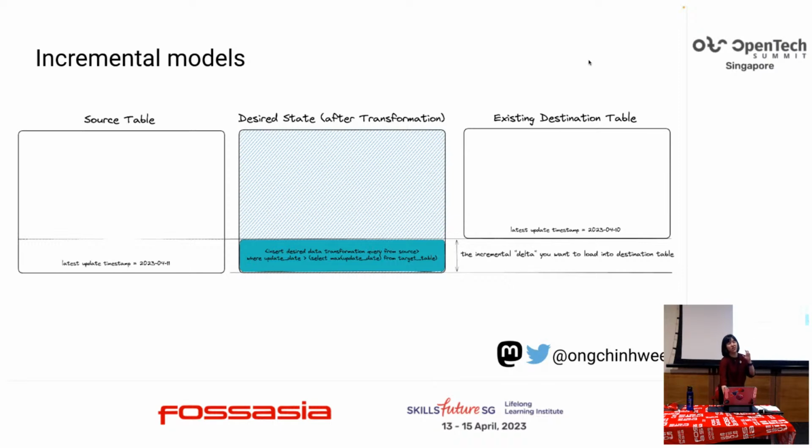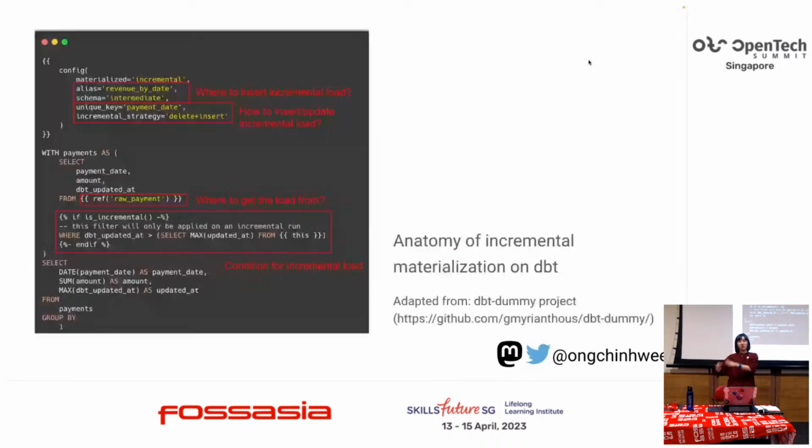And how it actually looks like in, let's say, your dbt models is, you typically define where do you insert the load, how do you insert the load, where do you get the load, and before you think about where do you get the load and all those things, you need to know what is the condition for this incremental load? Because otherwise, you're going to load the whole thing. So those are the thinking approaches that you need to consider when you are defining an incremental model.